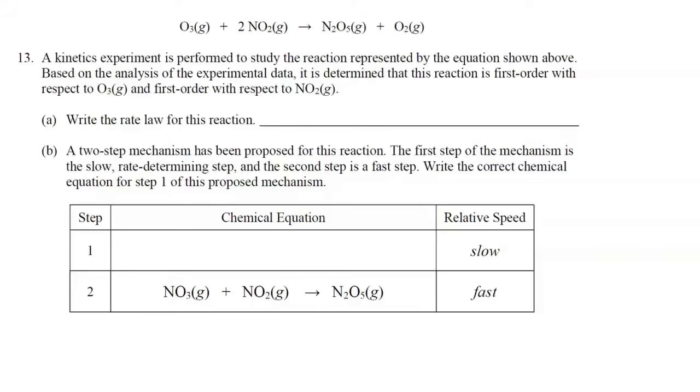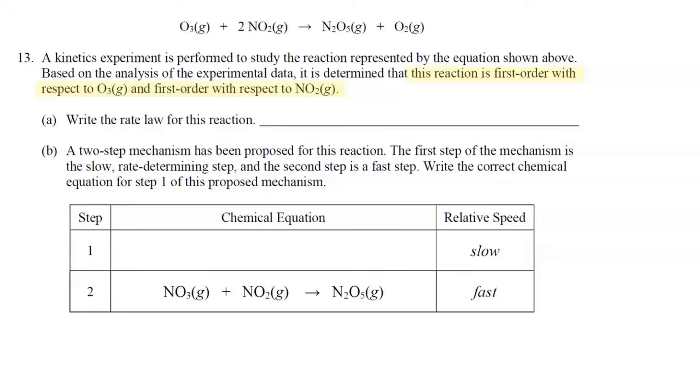It says in number 13, a kinetics experiment is performed to study the reaction represented by the equation shown above. Based on the analysis of the experimental data, it is determined that the reaction is first order with respect to O3 and first order with respect to NO2. So they've done the kinetics experiment and they're just telling us first order for those chemicals.